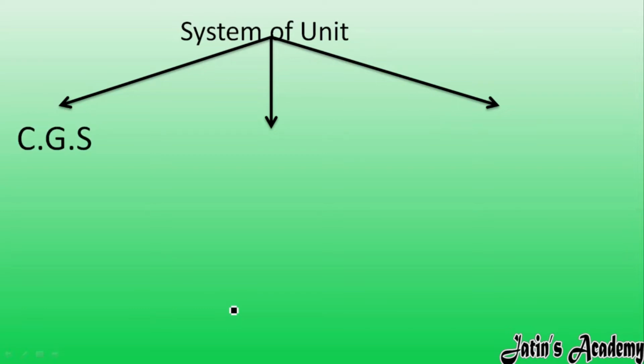First we are having the CGS system. Second is the FPS system. Third is the MKS system. What do you mean by this system of unit? System of unit means, in order to write any unit, in the ancient time or nowadays also, they are using three kinds of system of unit: CGS, FPS and MKS.